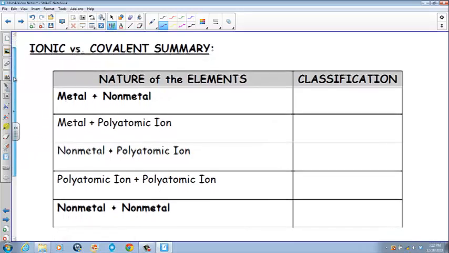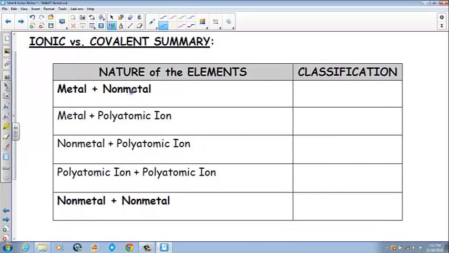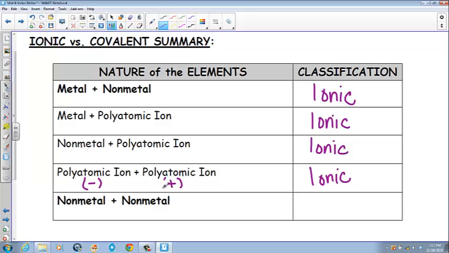And so let's summarize this to end our lesson. Metal plus a nonmetal is ionic. Metal plus a polyatomic ion is also ionic. A nonmetal with a polyatomic ion, also ionic. Notice how many of them are ionic. And then polyatomic ion with another polyatomic ion. Remember, opposites attract, so this one would have to be negative charge, this one would have to be a positive.